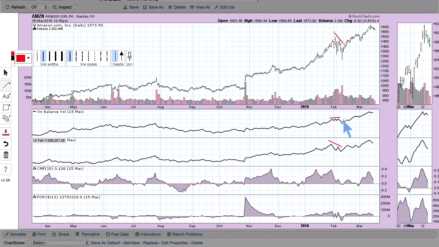What happened with OBV? Well, interestingly, it actually had a positive divergence, because we have the tops here are rising, but we're seeing the tops over here declining. So that's kind of a similarity. And as I said, we can look at lows during that period of time as well.